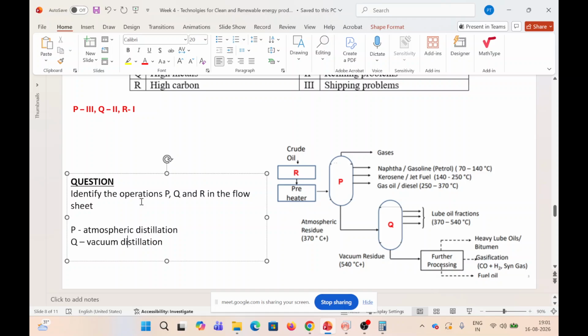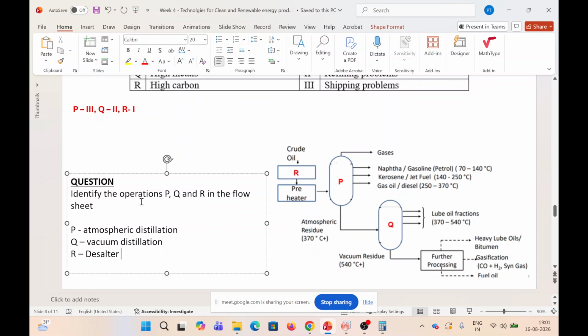And if you see R is some sort of a technique which you actually do in the initial stage. So it's going to be a pre-processing or pre-treatment technique. So you have preheater already marked up. You have crude oil which is entering. So some sort of a technique which is going to help in this pre-processing. So the answer is desalter.